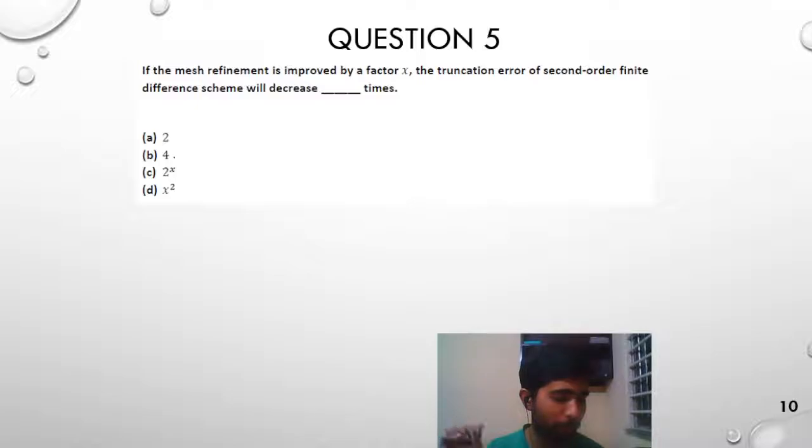Apart from Apurva, can others also write down, please? Should it be x square or should it be 2 raised to x? What should be the answer? You can try to work it on a paper, if you are getting really confused with this.